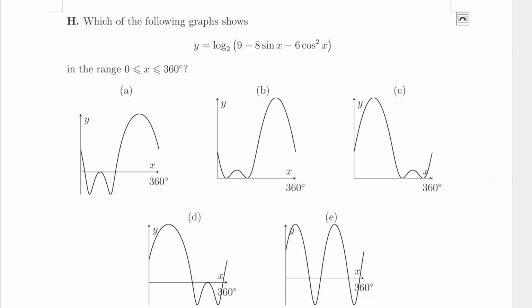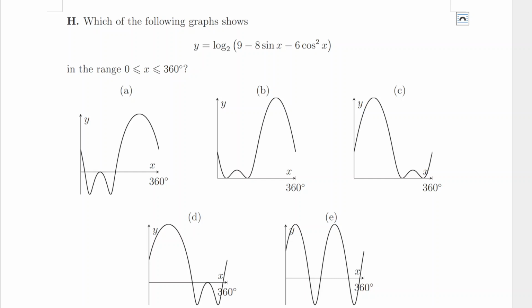Okay, question 1H, one of my favorite questions, as usual, graph questions. Which of the following graphs show y equals log base 2 of 9 minus 8 sine x minus 6 cos squared x in the range 0 to 360? Okay, so again, you're going to find features of the graph which distinguish them from each other.